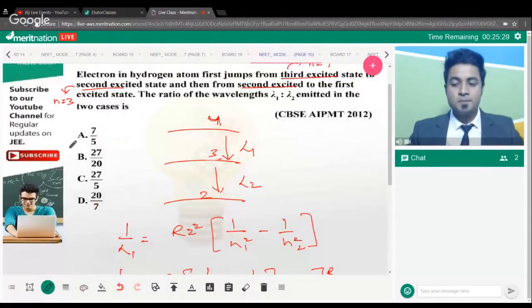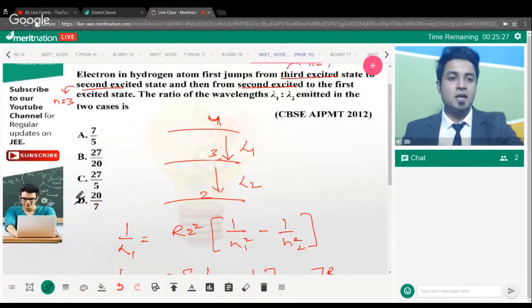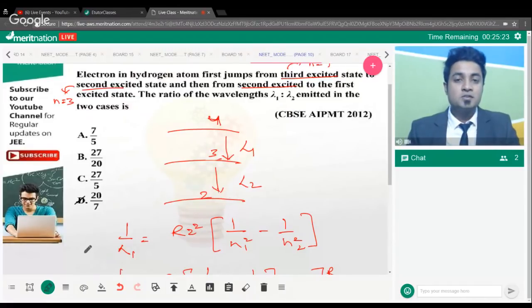The main thing in this question is that even I have made a bit of a mistake. The excited state means whatever the n is given, if it is fifth excited state, you have to take n equals to 6. Every time you just need to add 1 to whatever the excited state is given to you.